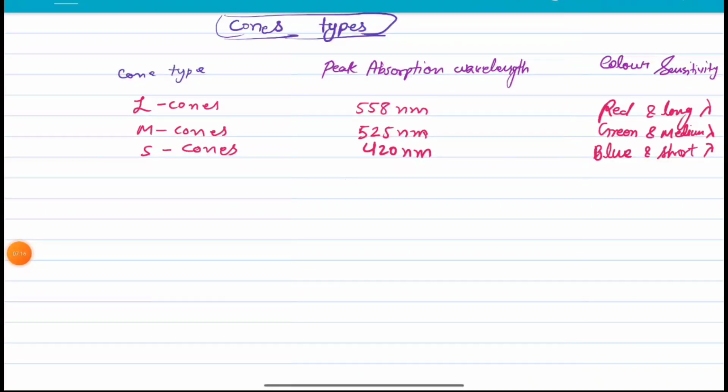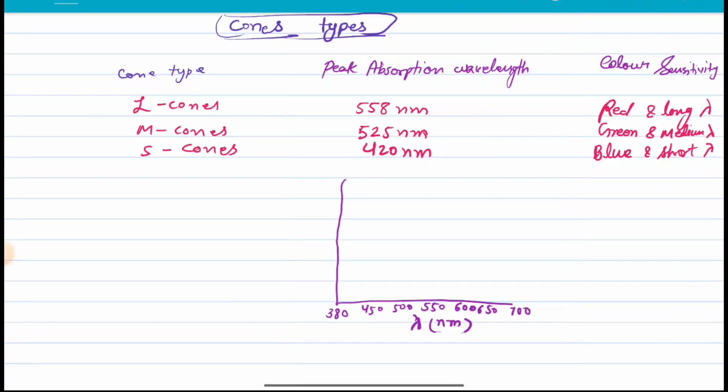So we can draw a graph also. On the x-axis we can show wavelength in nanometer. For example, we can start with 380 nanometer, 450, 500, 550, 600, 650, then 700 nanometer. And the y-axis shows light absorbed by cone cells.